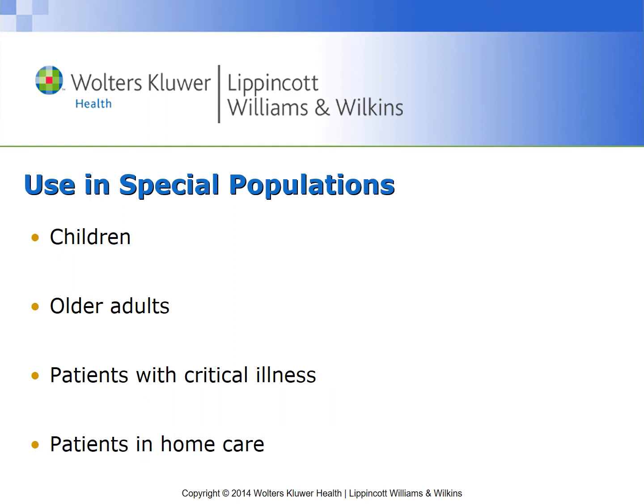So, use in special populations: children can receive this and they base it on the weight and the hemoglobin level. Premature infants cannot receive it because it contains benzyl alcohol, which is toxic for children. Older adults, you're going to expect to see similar results with your adult patient, but as always, they're more at risk for adverse effects because of all the things that go on with aging.